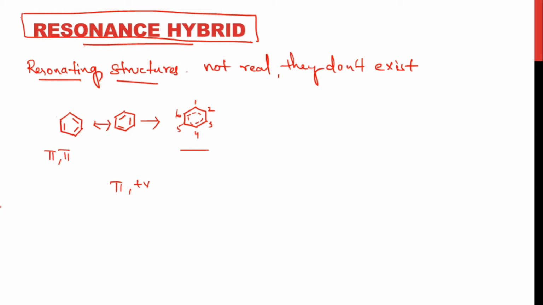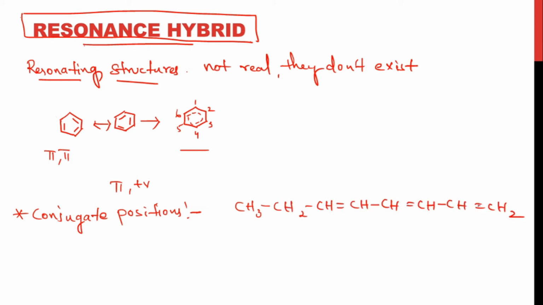And I would like to mention one more point here, that is the conjugate positions. I will explain it with an example. Suppose we are taking this compound. So you can see three double bonds are in conjugation. They are placed at the alternate positions.